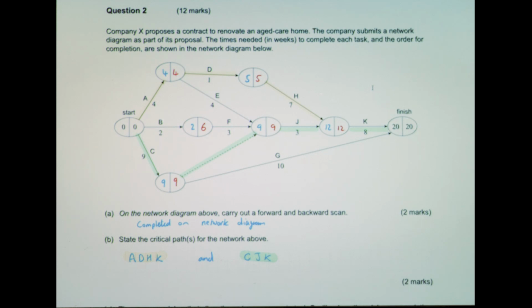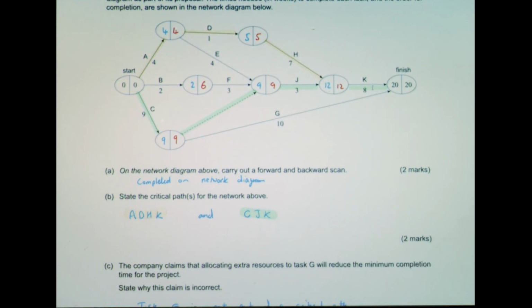Any errors tended to be around that dummy link, where you'd see, probably from G, often they did 9-10 in this spot here, because they, in a sense, came back along G, but they didn't come back along the dummy link. So it's about teaching them that they have to actually go both forwards and backwards along that dummy link. In terms of stating the critical paths in this instance, there were 2 critical paths. I'm not sure if you can see it highlighted, but I've highlighted them on the diagram there for you. The top one in yellow is the ADHK, and the second one is the CJK, which passes through the dummy link as well.